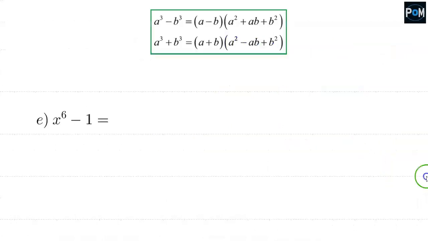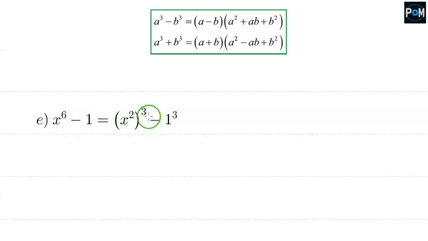In example E, we need to factorize an expression like x to the 6th power minus 1. It might be tricky for a moment to find the difference of cubes here. There's no trouble with the 1. 1 is 1 to the power of 3. And this x to the power of 6 is the same as x squared and then cubed. The exponents multiply and would eventually give us that 6 from there. So everything is okay here.